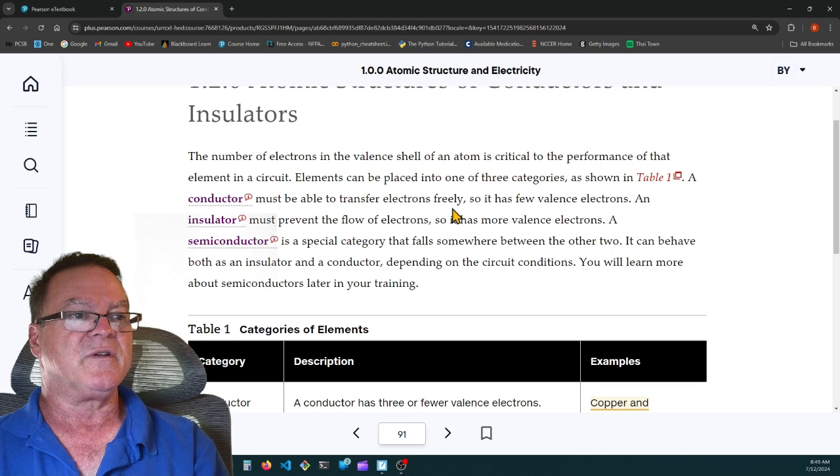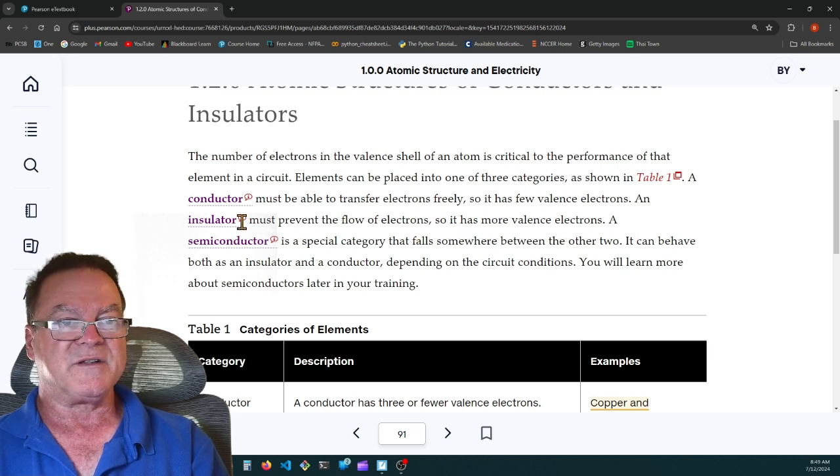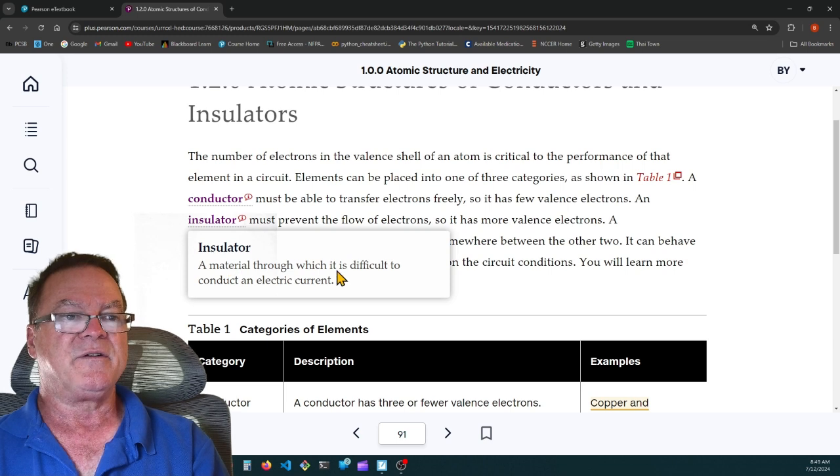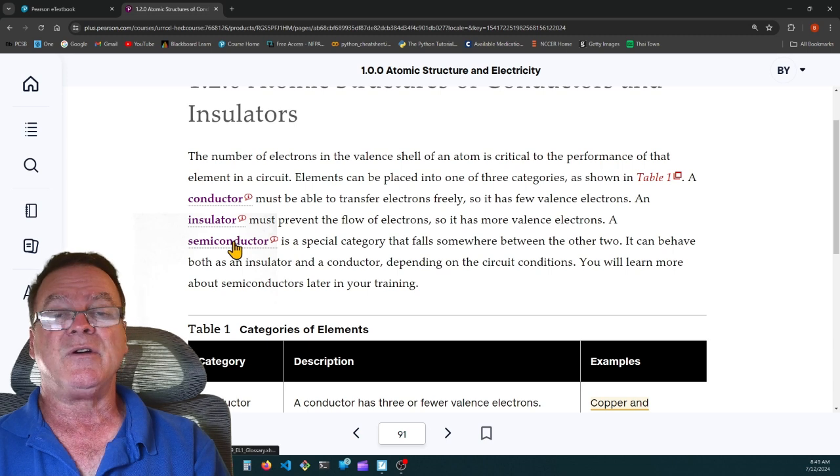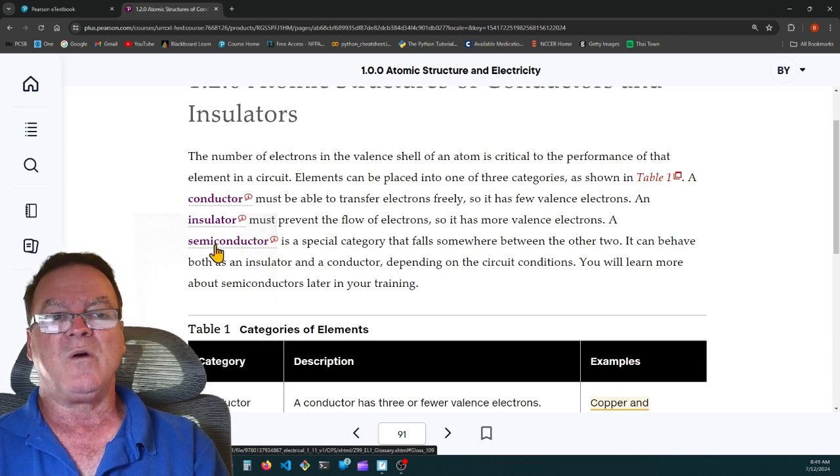A conductor must be able to transfer electrons freely, so it has few valence electrons. An insulator must prevent the flow of electrons, so it has more valence electrons. A material through which it's difficult to conduct an electrical current, that's an insulator. And if it has 4 valence electrons, it's neither a good conductor nor a good insulator. It's what we call a semiconductor.